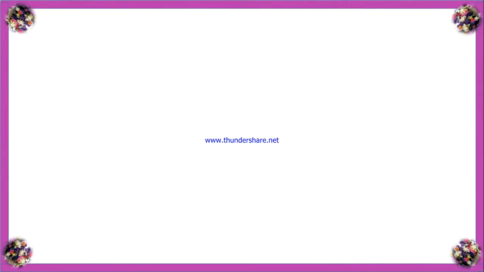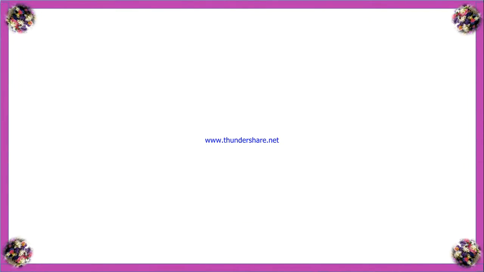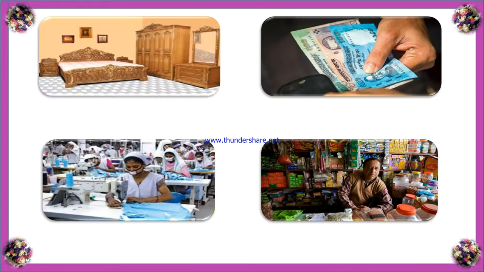Now the extended pattern of the accounting equation. The simple equation is A equals L plus OE. The extended pattern is A equals L plus owner's equity. I have already said it consists of 4 elements. That means C for capital, R for revenue or income, minus EX for expenses, minus D for drawings. So here A is for assets, L for liabilities, C for capital, R for revenue, EX for expenses, and D for drawings. It is very clear to you, dear learners, what the extended pattern of the accounting equation is.